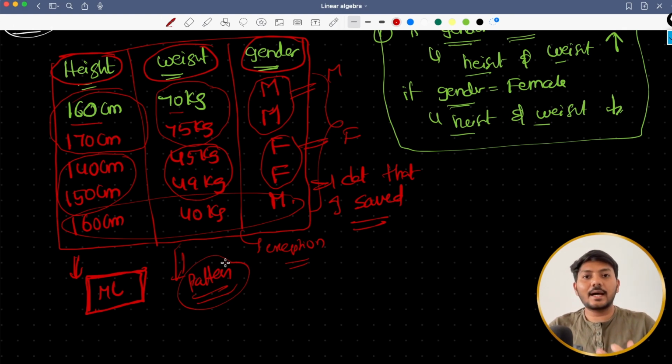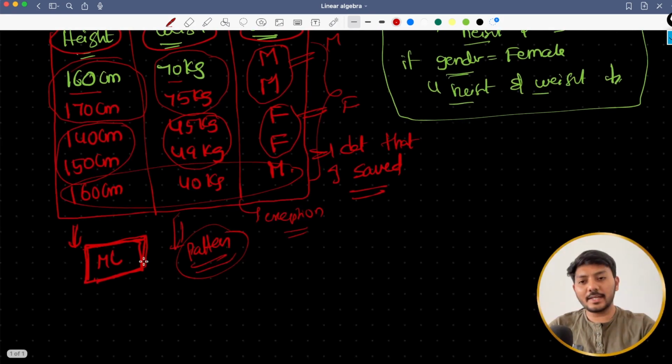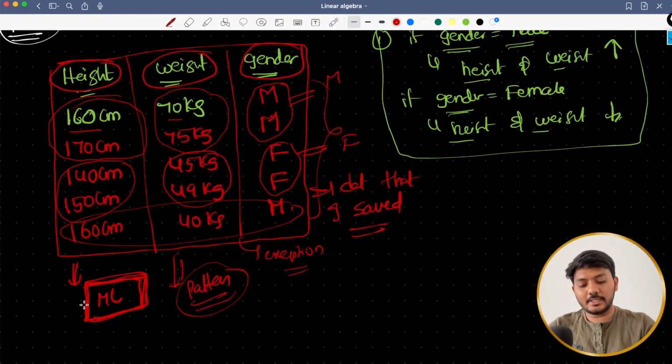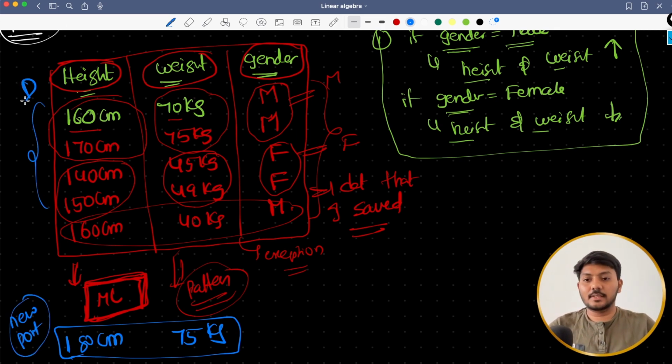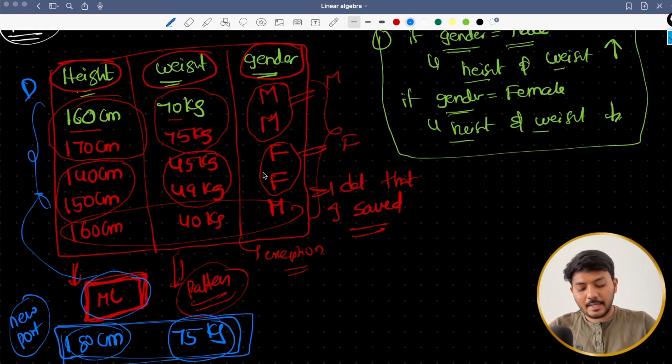Now by looking at the data, I extracted the pattern, but I want the machine to do the extraction of the pattern. That is what machine learning is. Hopefully that is clear. And once the machine learns all of this, let's say I give a new point in which height is 180 centimeter and 75 kg. So this is a new point, right, which we didn't have inside our database. The machine has not seen 180 centimeter before because it is a new point, and we have the weight as 75 kg. Given these two new values, my machine will try to predict this person is under male category.